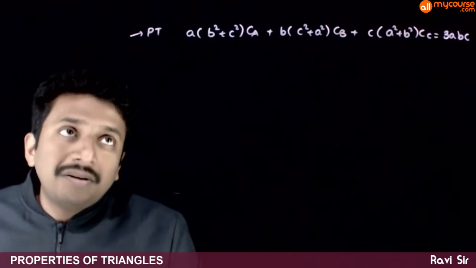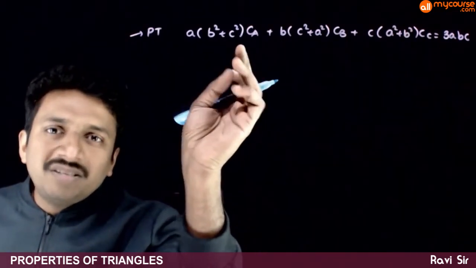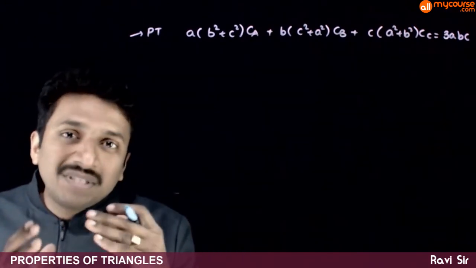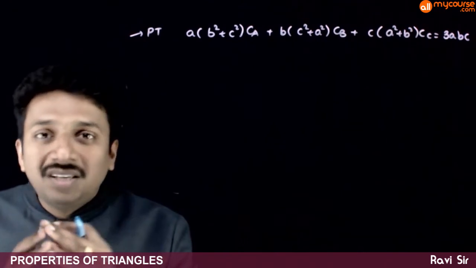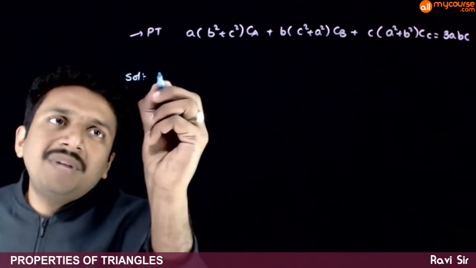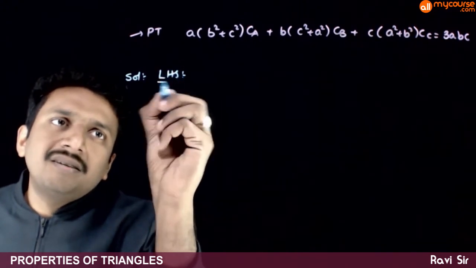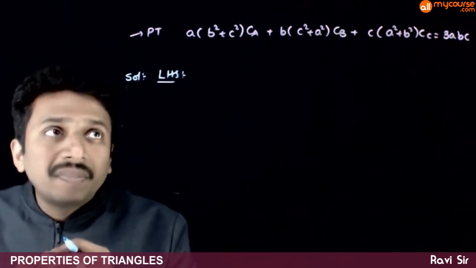So in this question, you are asked to prove that this big expression A times B square plus C square cos A plus B times C square plus A square cos B plus C times A square plus B square cos C is equal to 3ABC. So let us start from the LHS. So the trick is just regrouping of terms.